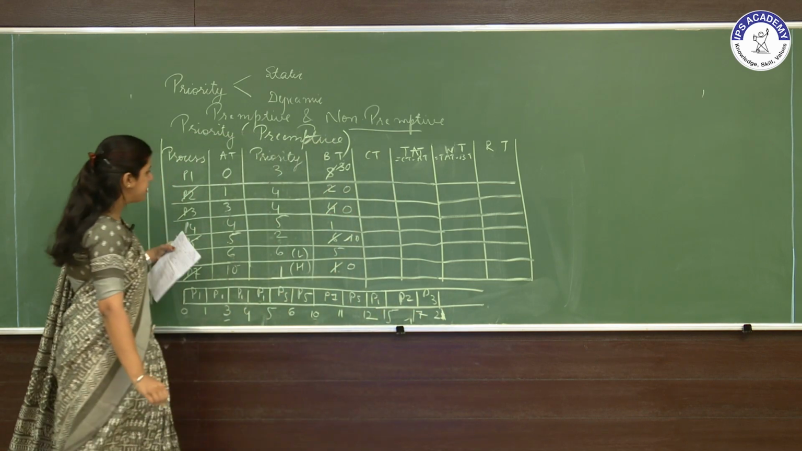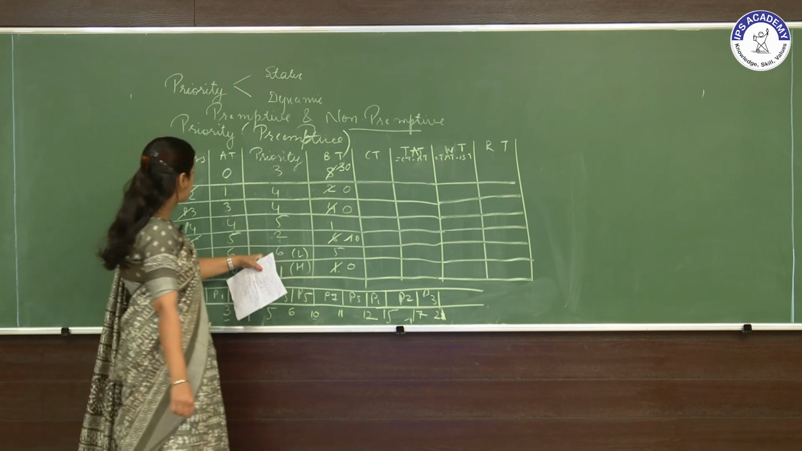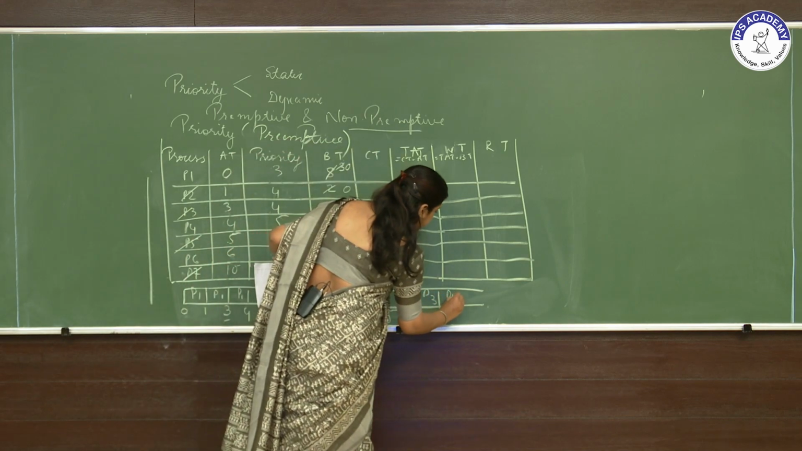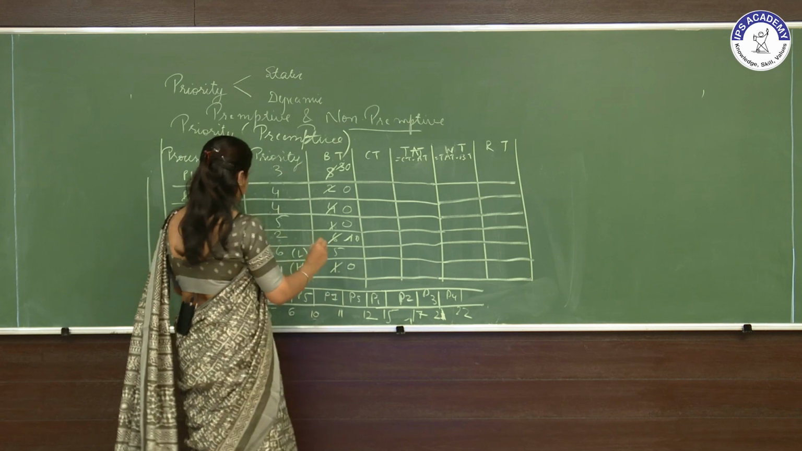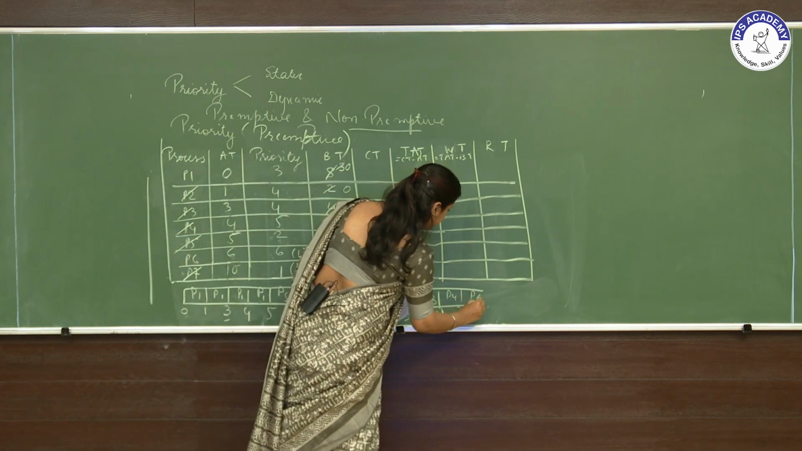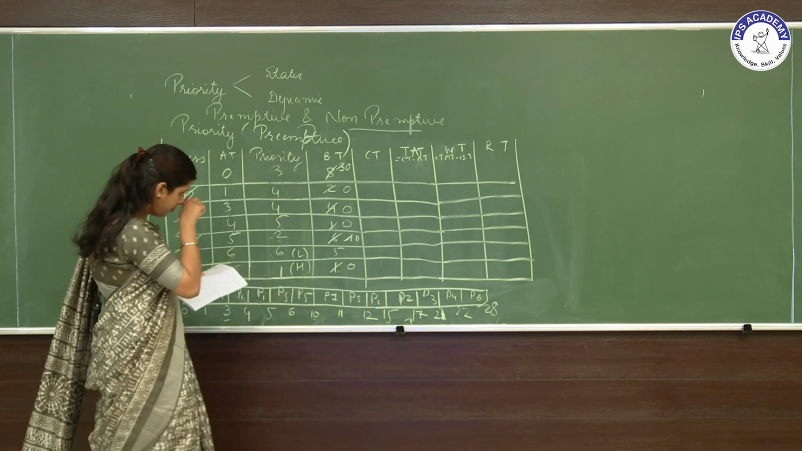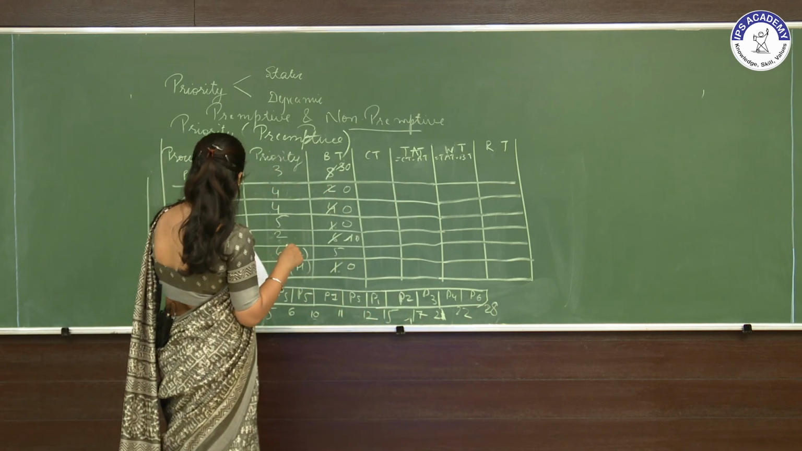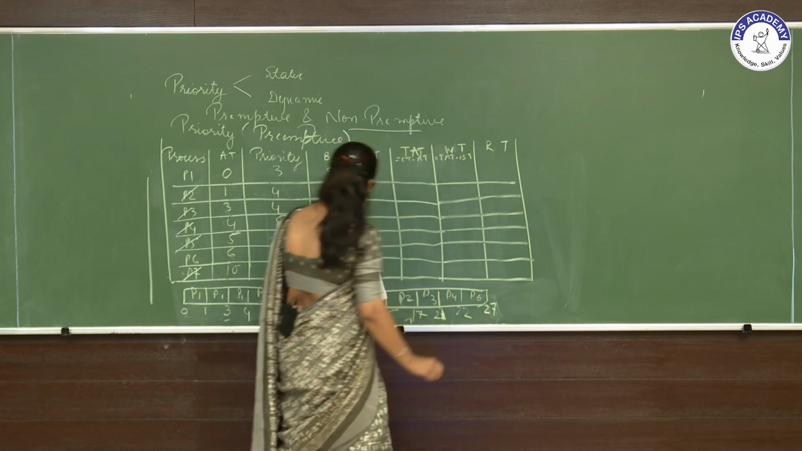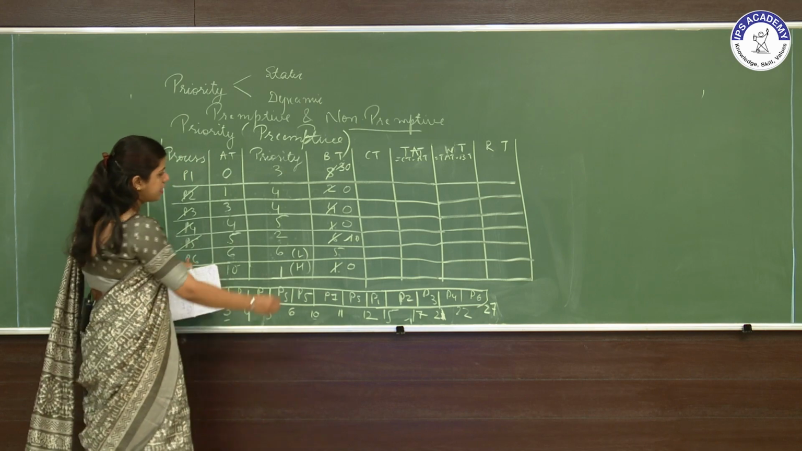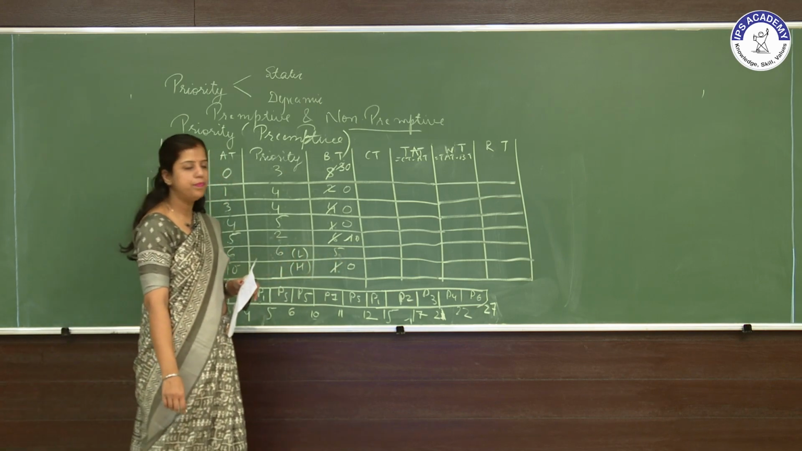Now the two processes P4 and P6 are remaining. So P4 has higher priority than P6. P4 will run for 1 unit of time. Now P6 will run for 5 units of time. P6 has 5 burst time. So all the processes have been allocated to the CPU, right?